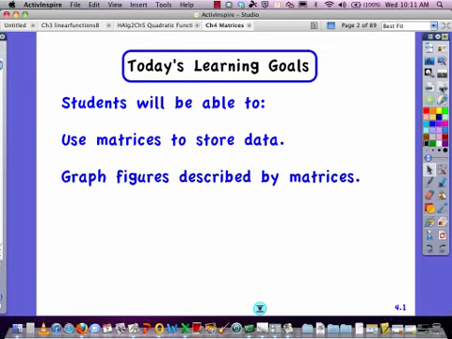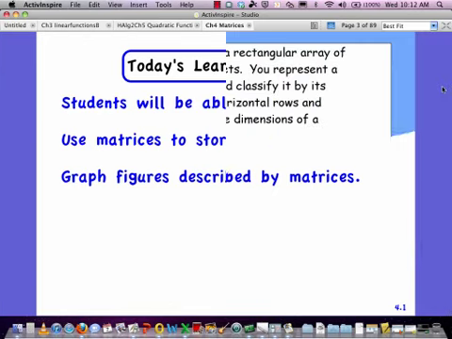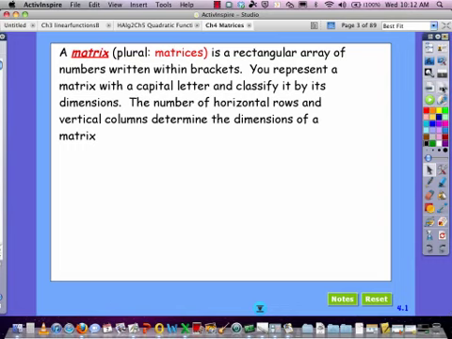We want to be able to use a matrix to store data, and we want to graph figures described by these matrices. So, a couple things we need to do is to learn about what a matrix is. A matrix is singular, matrices is plural. You can see it's a rectangular array of numbers written with brackets. You represent a matrix with a capital letter and classify it by its dimensions. The number of horizontal rows and vertical columns determine the dimensions of the matrix.